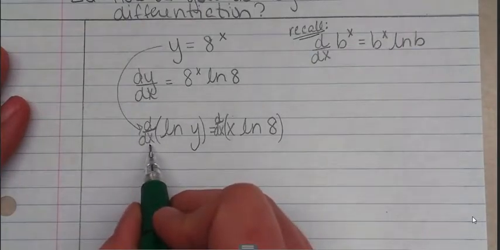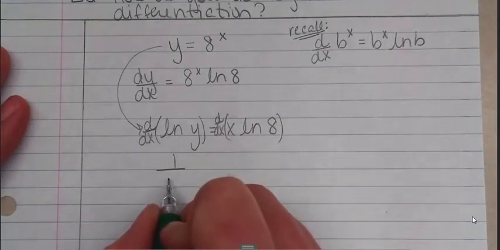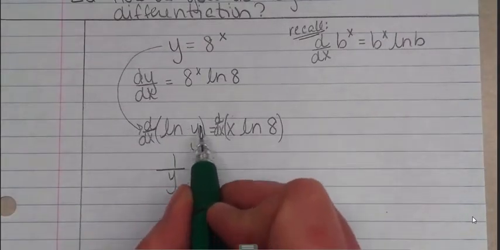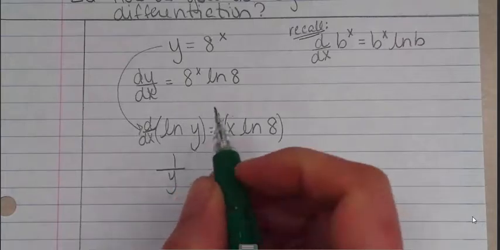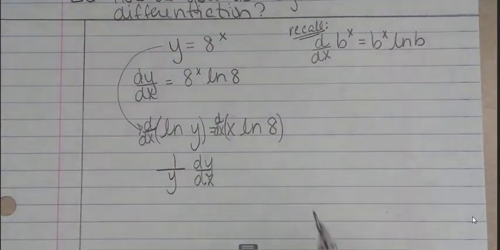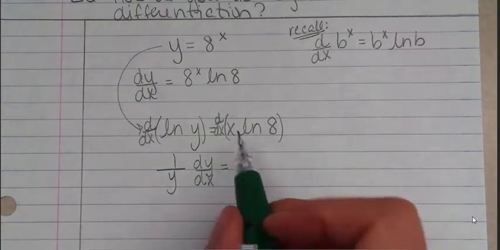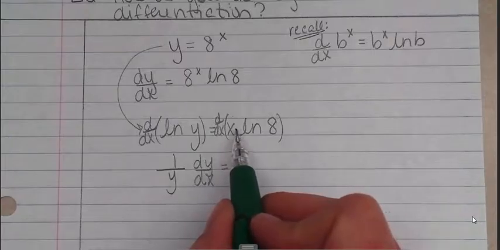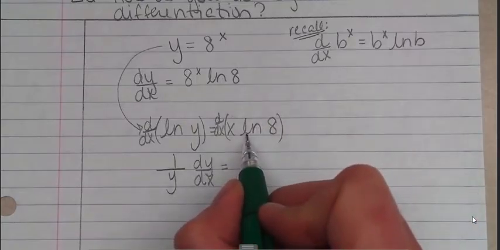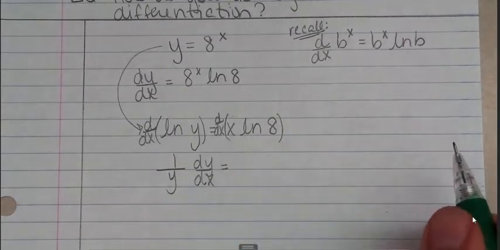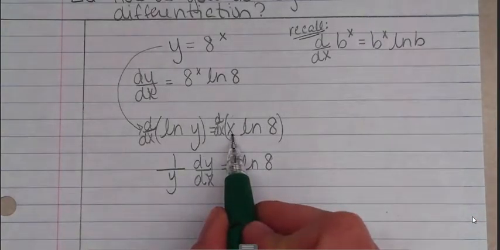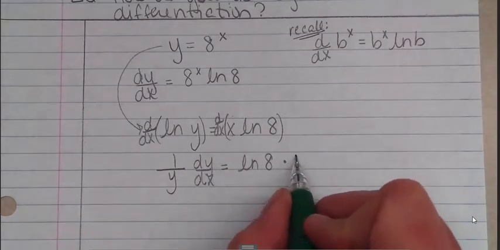Well, the derivative with respect to x of ln of y is going to be 1 over y. And then I have to chain rule it, right? So I need to take the derivative of what's inside, so then I'll have a dy/dx. On this other side, I'm going to take the derivative of this piece with respect to x, remembering that ln of 8 is just some coefficient. So I'm going to keep ln of 8, and take the derivative of x with respect to x, that's just going to give me 1.